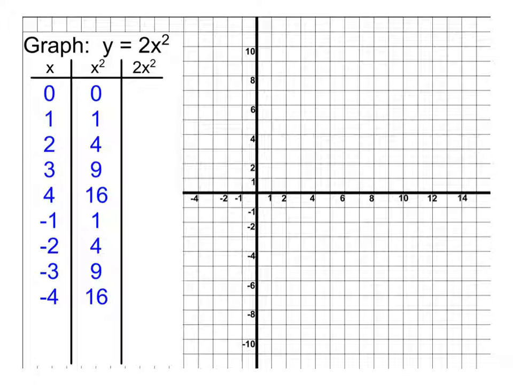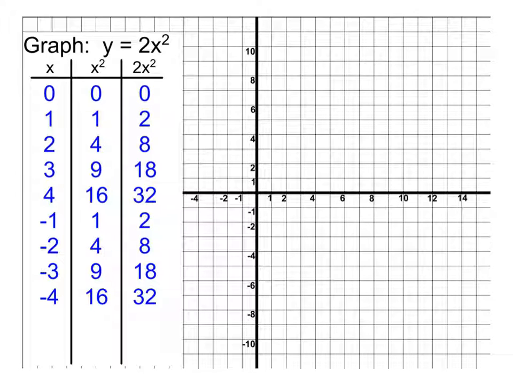But in this case, it's not just x squared, it's going to be 2x squared. And so I need to take each of those x squared values, and I need to double them. It's like 2 times 0 would be 0. But 1 times 2 would be 2, 4 times 2 would be 8, 9 times 2 would be 18. We're always just doubling whatever those values are. And that tells us what our new vertical increase should be.